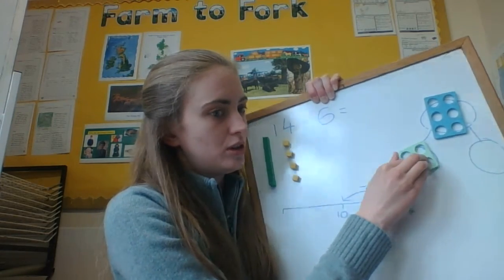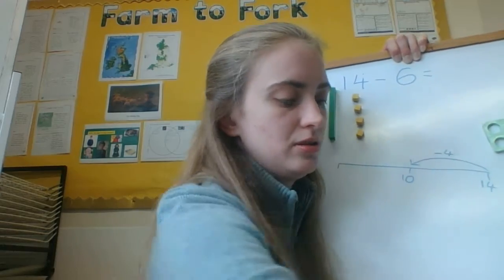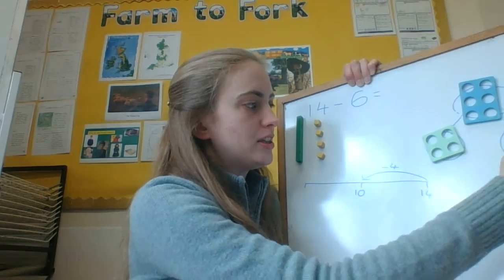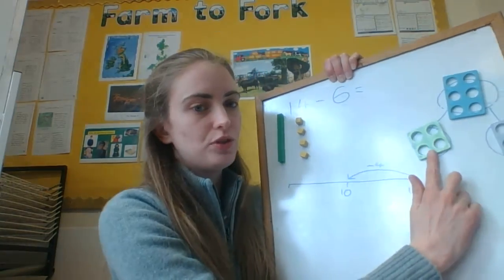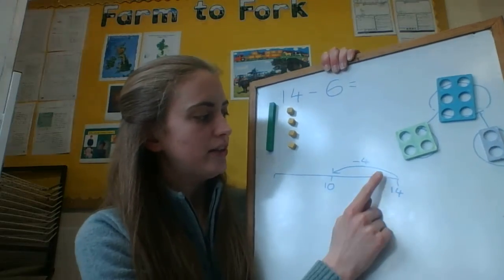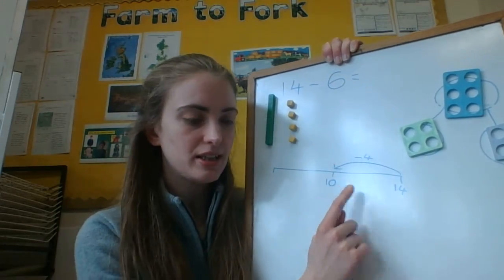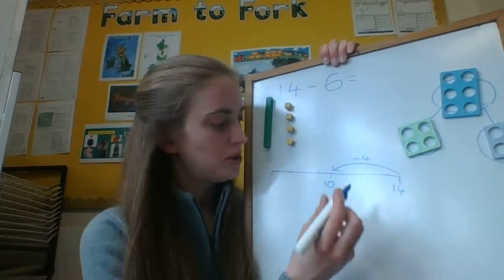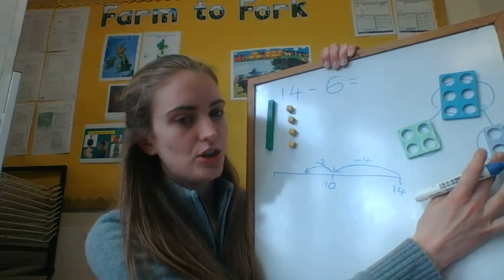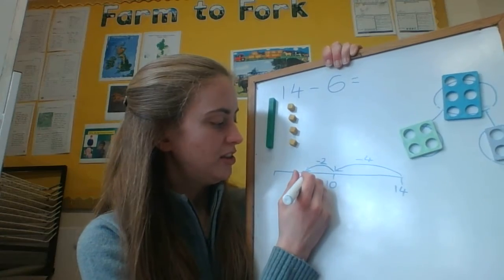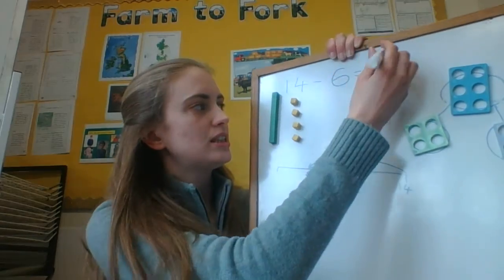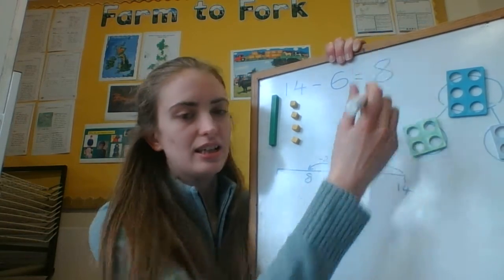4 and 2 to make my 6. So there is my 2. 4 and 2 make 6. So I've taken away my 4 to get back to 10, and then, number bonds to 10, I'm just going to take away the 2 more. And I know my number bonds, so I know that that is 8. 14 take away 6 is 8.